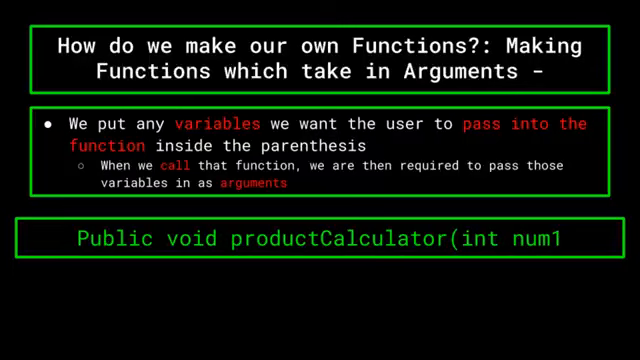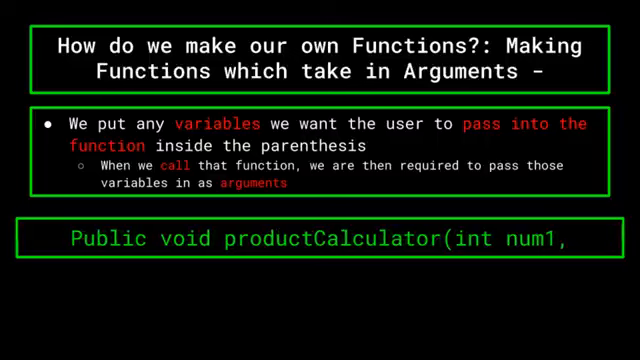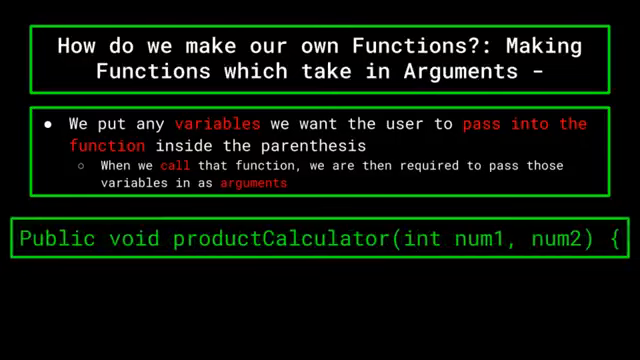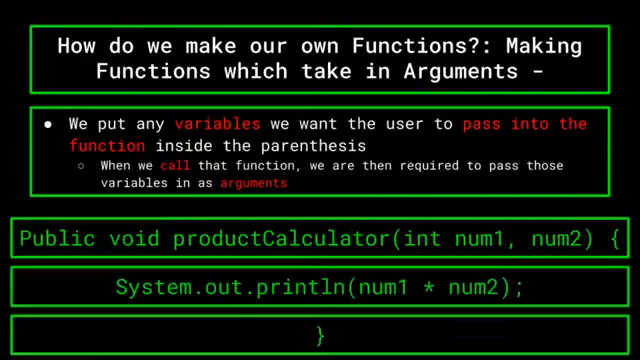Then, if we want to add another argument, we simply add a comma in between the two, and we can make another integer variable, num2, to hold the second number. We could do this for however many variables we want to pass into the function. But for now, let's close off the parentheses and just print out the product of num1 and num2. As you can see, we refer to the two numbers that the user will input into the function as num1 and num2. Whatever numbers that the user passes into the function will be converted into num1 and num2.